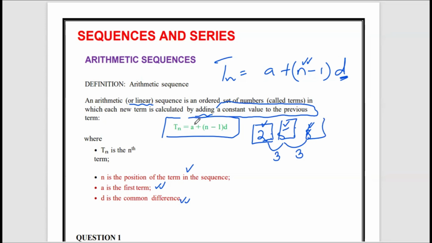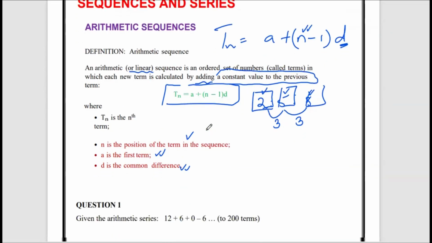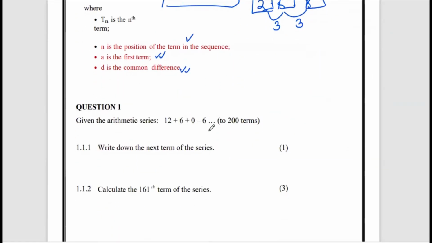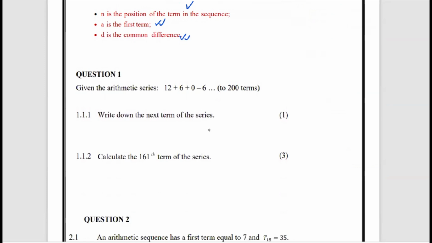All right, so let's see how we can work with arithmetic sequences, just simple calculations. Given the arithmetic series 12 plus 6 plus 0 minus 6 and so on, up until 200 terms, can we write down the next term of the series? What we can notice is that the numbers are decreasing. It's a minus 6.